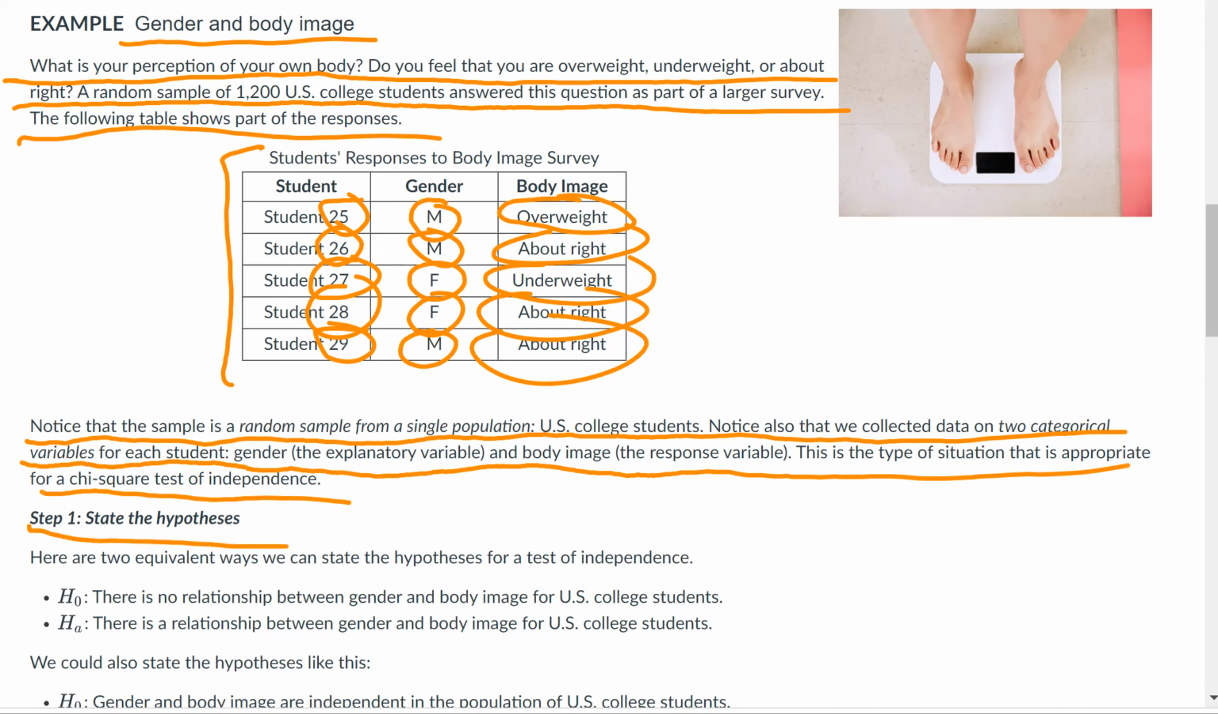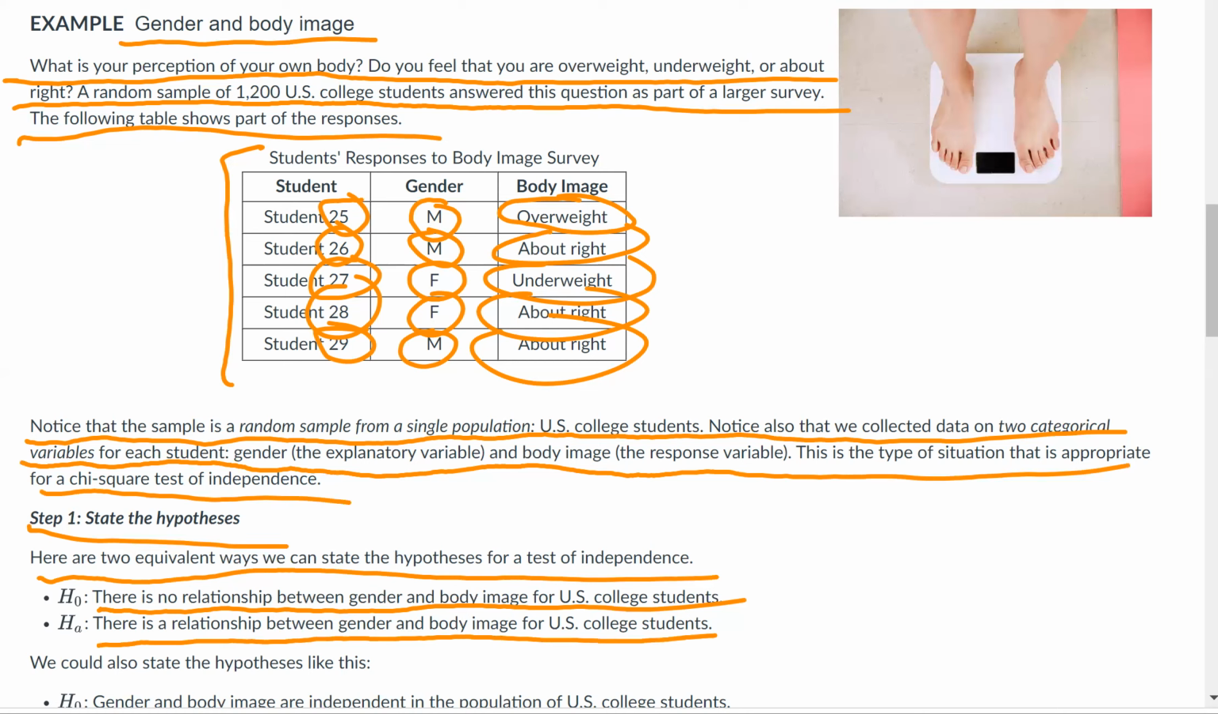The first step, kind of like we've done before, would be to state the hypotheses, the alternative and the null. Here are the 2 equivalent ways we can state the hypotheses for a test of independence. First, the null hypothesis is there is no relationship between gender and body image for US college students, but the alternative hypothesis would say that there is a relationship between them. We're not going to specify what it is, if it's females or males are more likely to feel that their body image is one or another. We just have to say that they are related. That's enough for the alternative hypothesis.